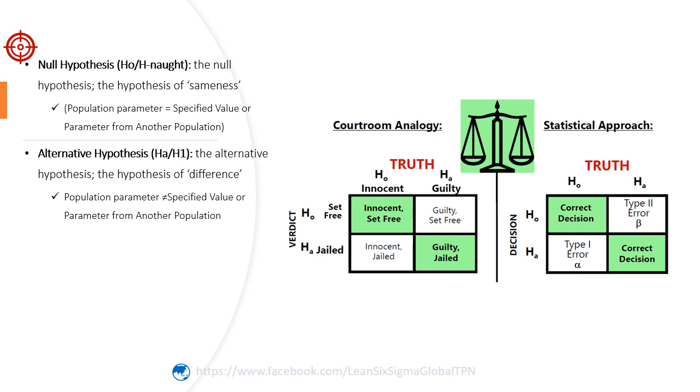In statistics, the null hypothesis is represented by the symbol H0. The alternative hypothesis is represented by H1. The null hypothesis is also referred to as H0, and the alternative may also be called Ha.